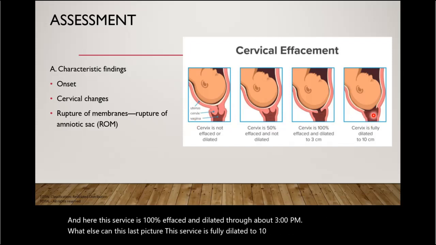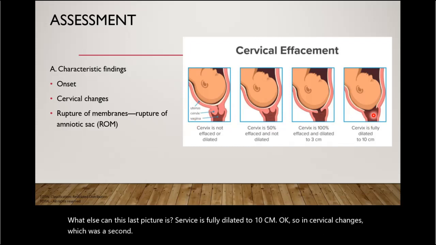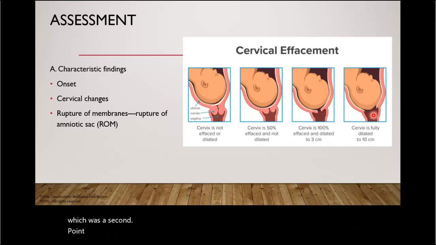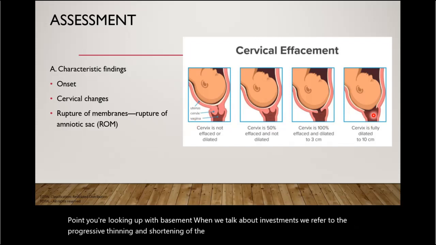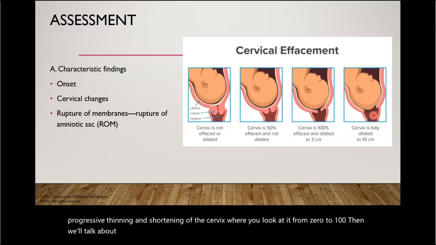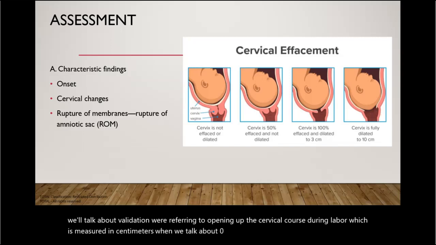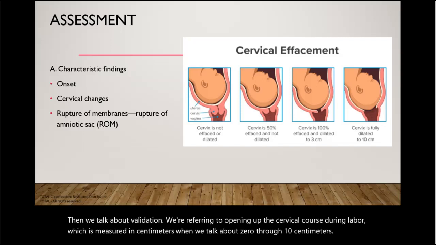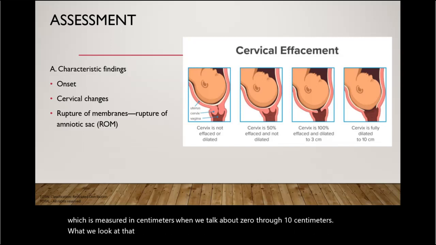Okay, so in cervical changes, which was the second point, you're looking out for effacement. When we talk about effacement, we refer to the progressive thinning and shortening of the cervix, where you look at it from 0 to 100%. Then when we talk about dilatation, we're referring to opening of the cervical os during labor, which is measured in centimeters, from 0 to 10 centimeters. Then we look at the third point, which is the rupture of membranes.